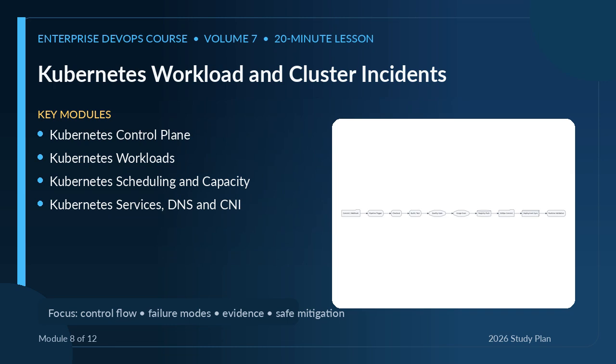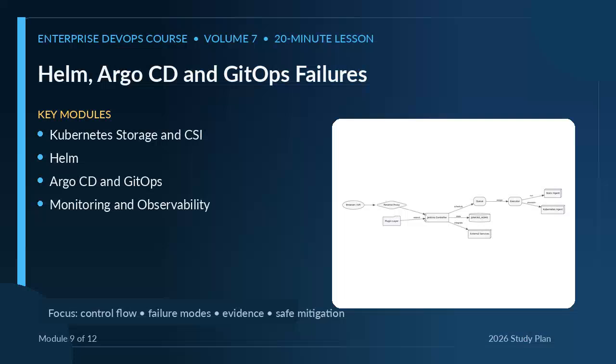Requests drive scheduling. In an interview, explain the design choice, the most likely failure mode, the evidence you would collect, and the safest mitigation before making a permanent correction. Helm, Argo CD, and GitOps failures.